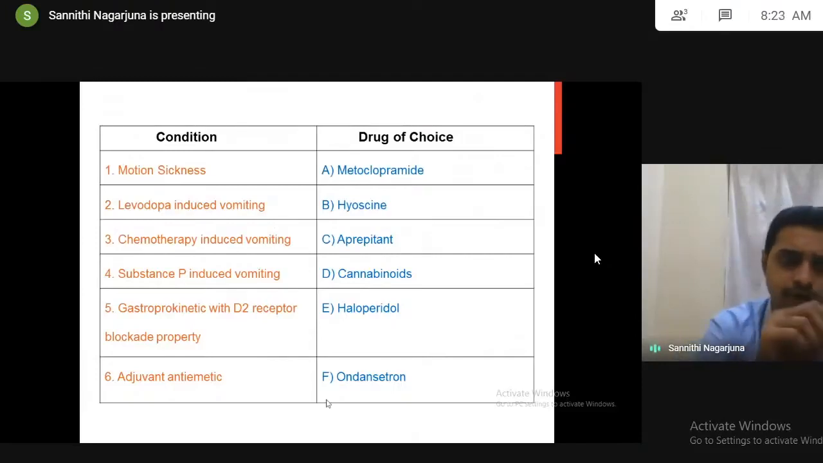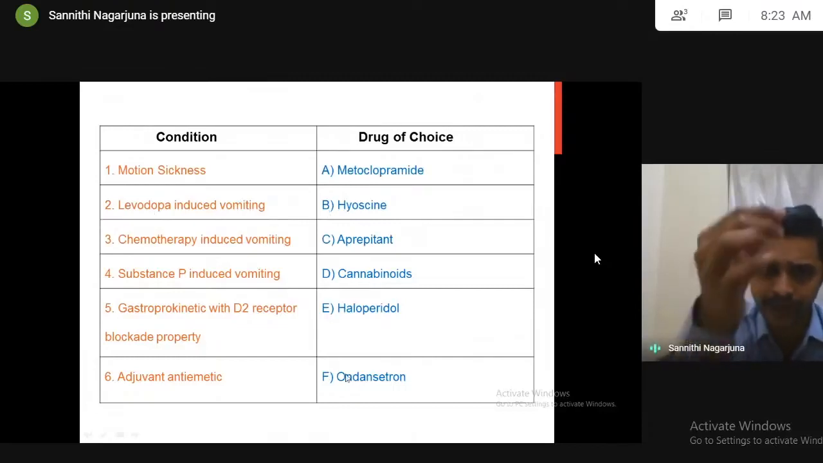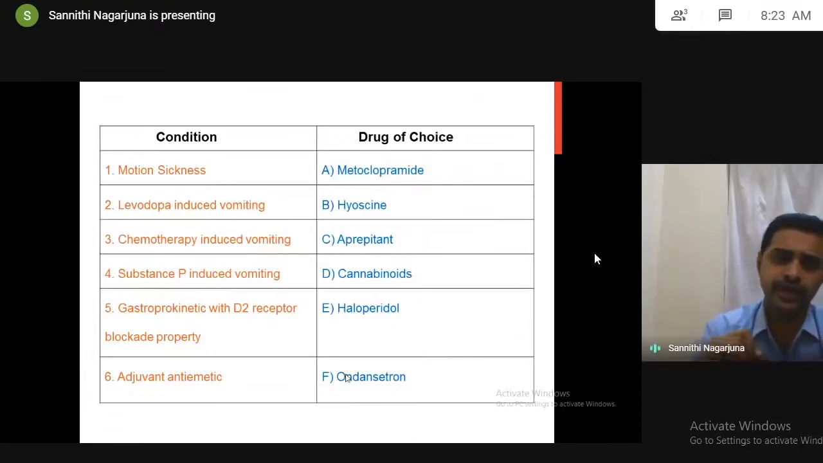So on your paper, you write for one, motion sickness, which drug is used? A, B, C like this. Second, levodopa-induced vomiting, which drug is used? A, B, C like this. You match these things. 1, 2, 3, 4, 5, 6. You write it on a paper.